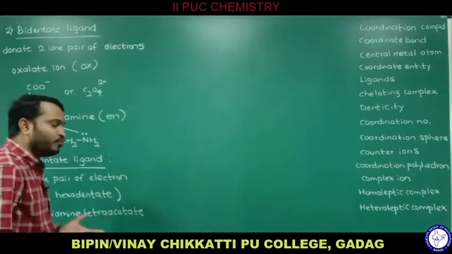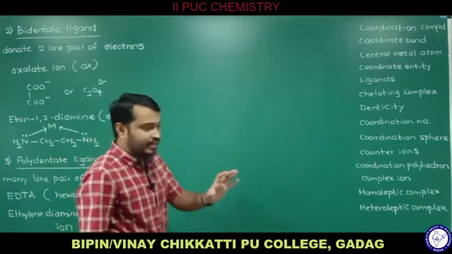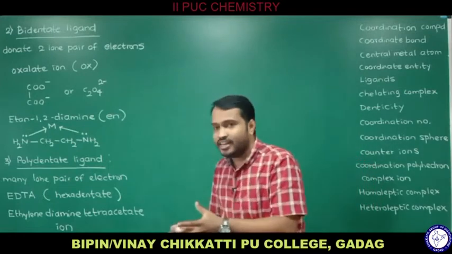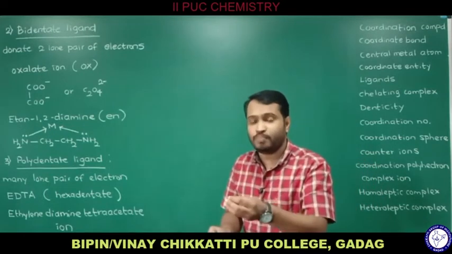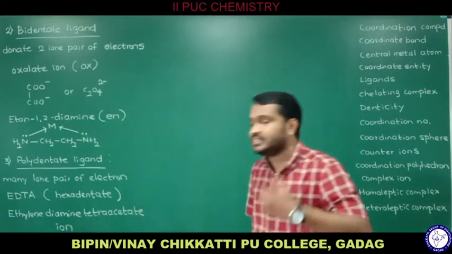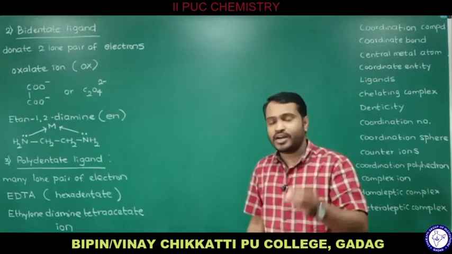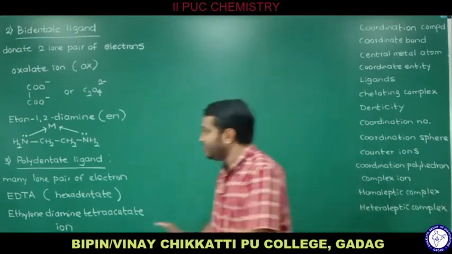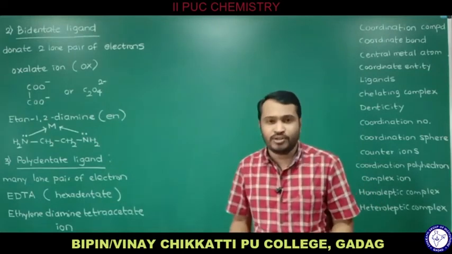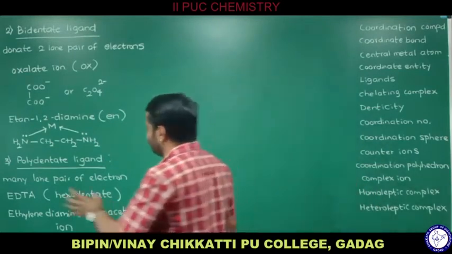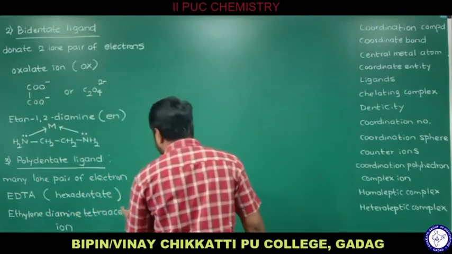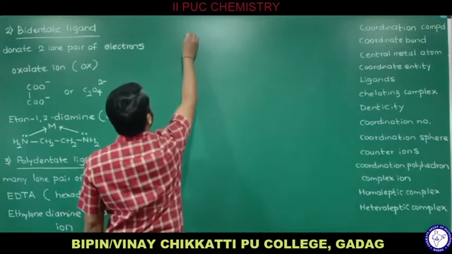I hope you can guess the meaning of hexadentate ligand. Hex means 6. So this EDTA is going to donate 6 lone pair of electrons to the central metal atom. Therefore, we call EDTA a hexadentate ligand. EDTA donates 6 lone pair of electrons. We'll see the structure of EDTA and how the 6 electron pairs are donated to the central metal atom. Now I am going to draw the shape of EDTA, ethylene diamine tetraacetate ion. So just observe here.